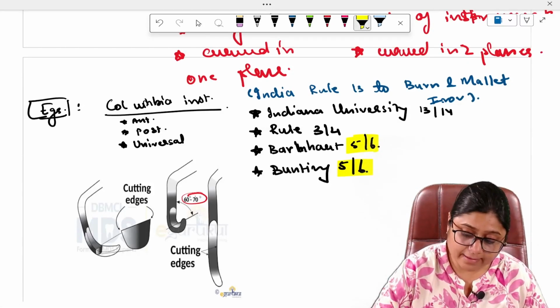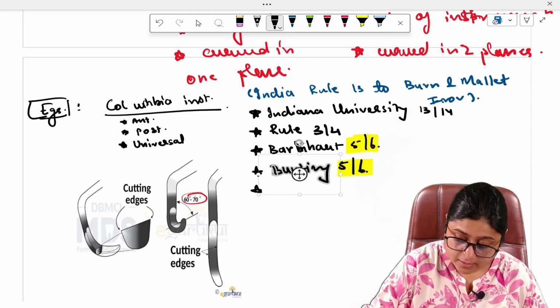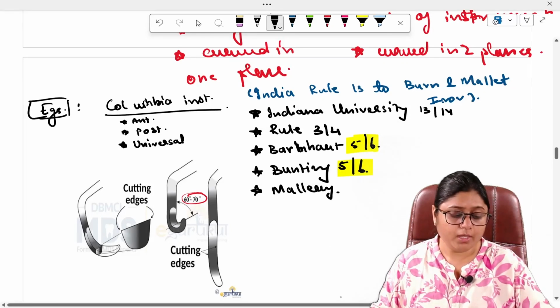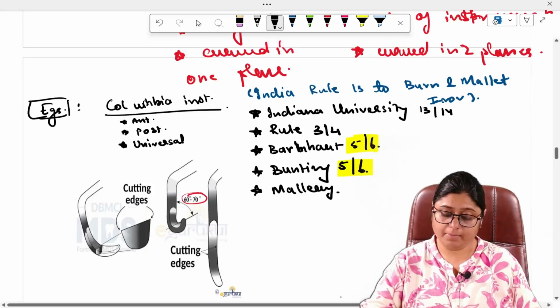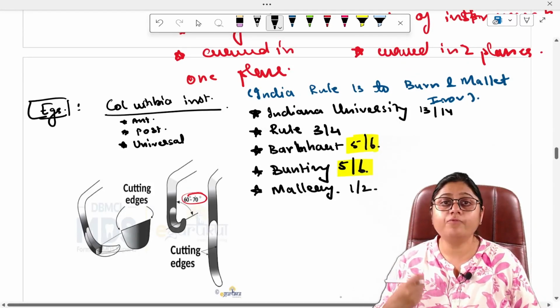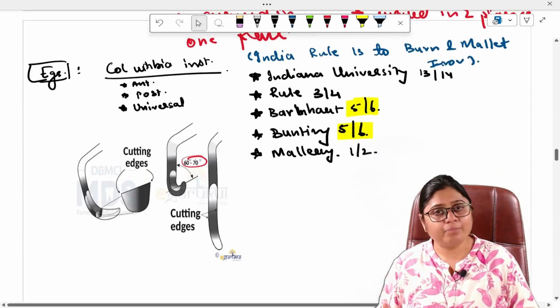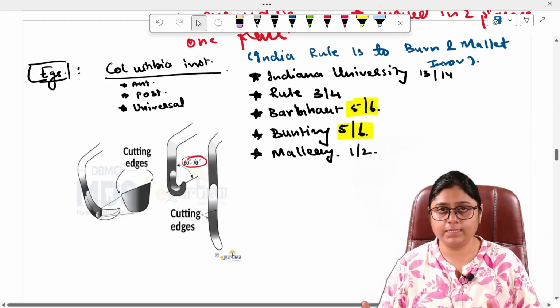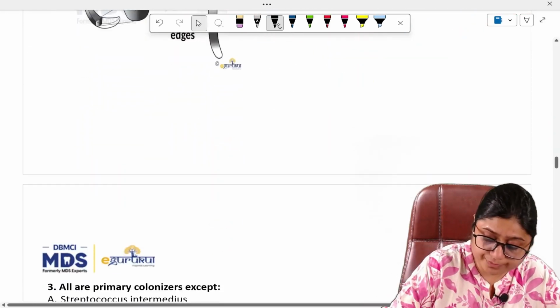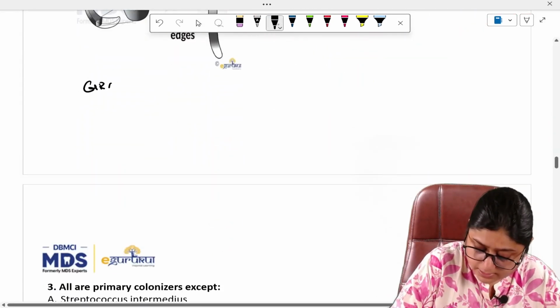Next is Mallory. Okay. So, these are the Mallory 1 and 2. So, these are the examples of the universal curates. Examples of area specific curate is Gracey curate. Okay. Gracey curates have different numbers. I'll just tell you. Gracey curates.